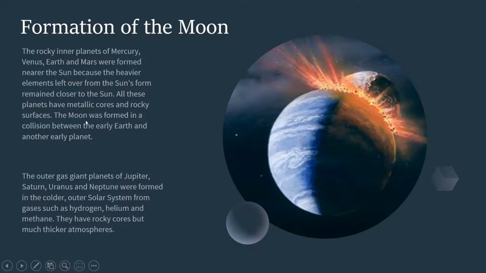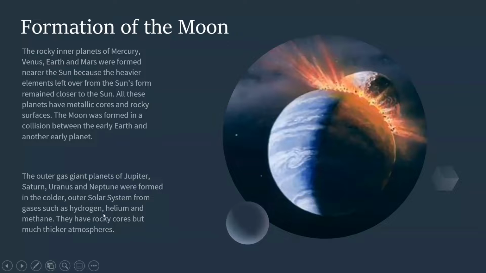So the moon was thought to have formed, best evidence we've got, in a collision between the early Earth and another early planet. So it could have been Mars, okay? They could have collided, and it threw off lots of debris around the Earth, and that formed the moon, okay? So it's important to know, obviously, the effects of the moon on Earth. It's quite a profound effect on the Earth.